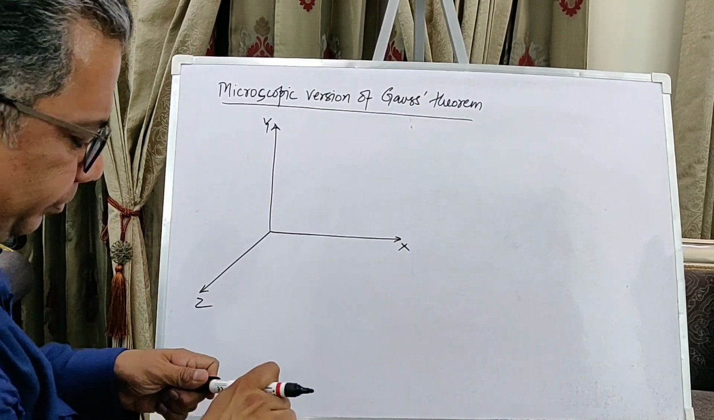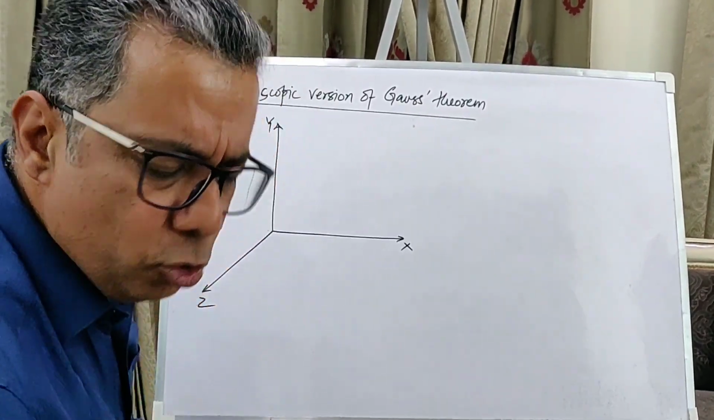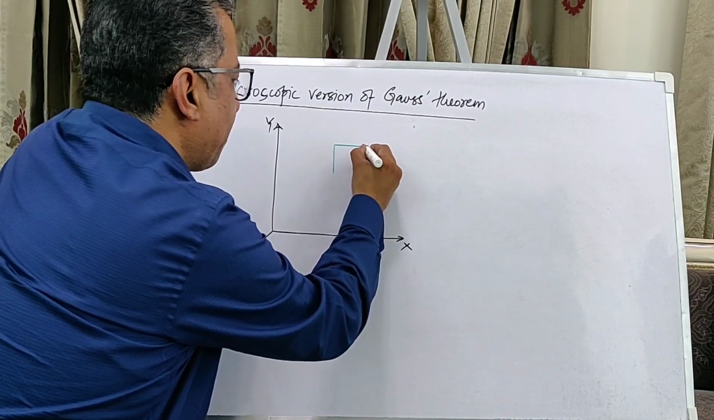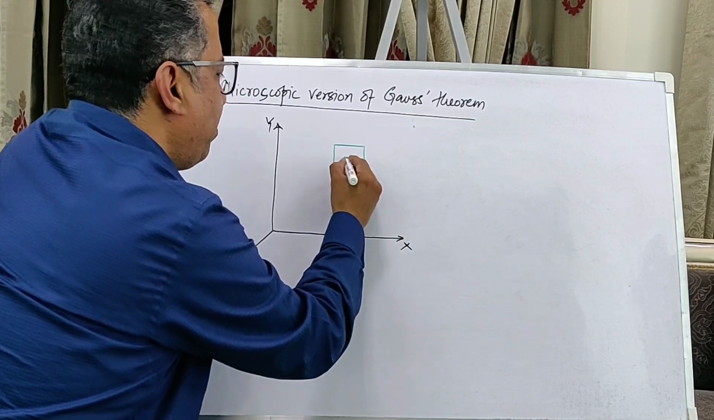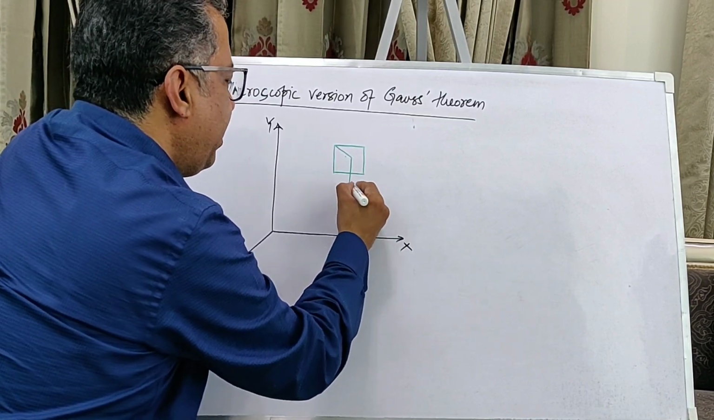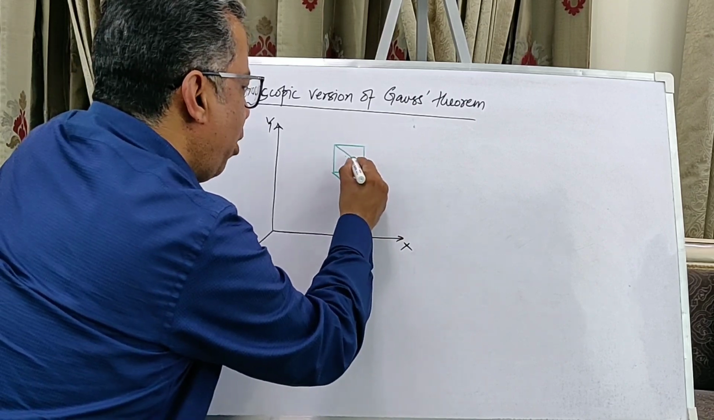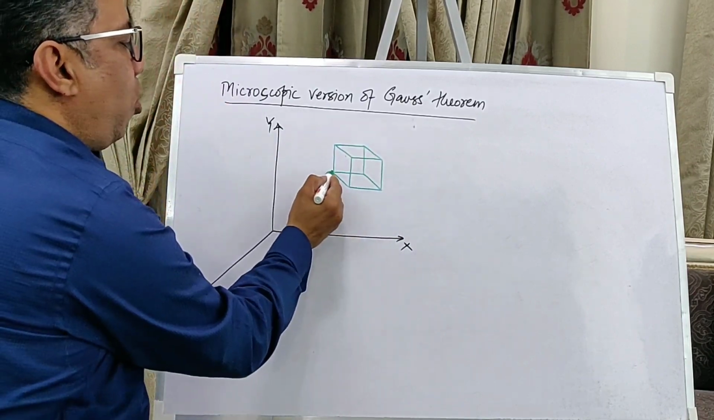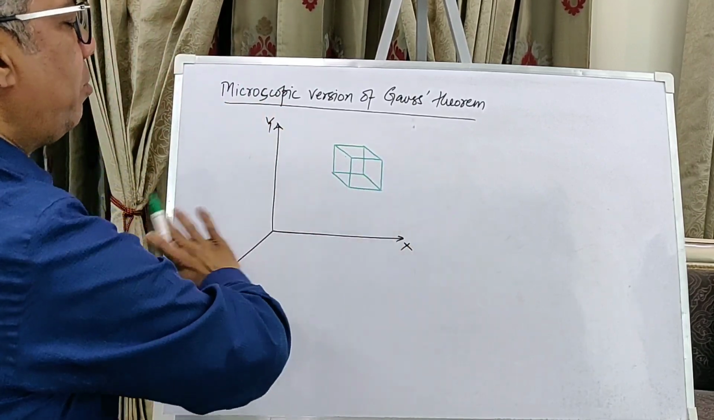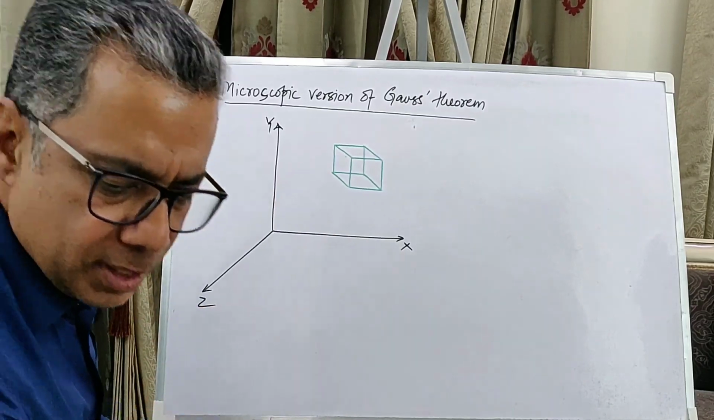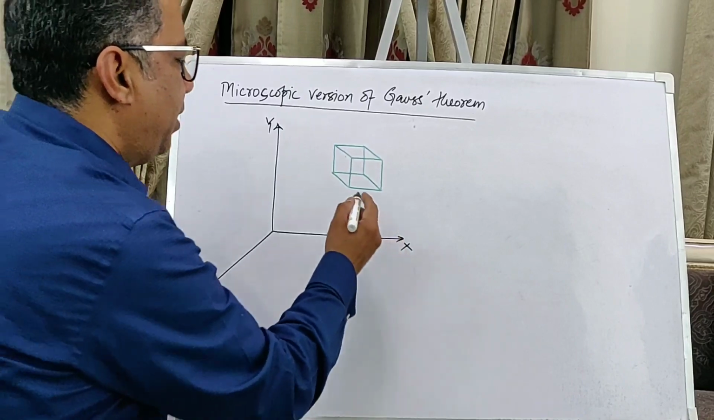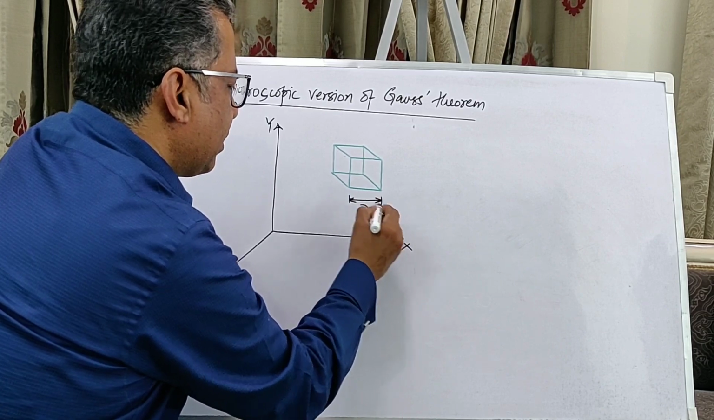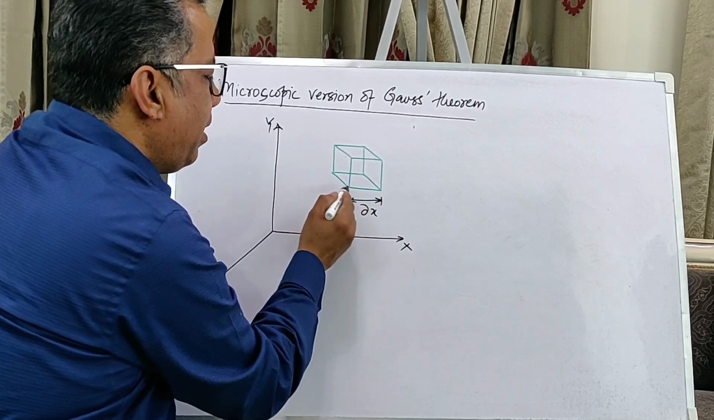So consider now a small cube over here. I'm considering a tiny little cube, or rather a cuboid actually, over here. All the sides of this cuboid are parallel to the x, y and z axes. Now this side, which is parallel to x-axis, has a length del x.